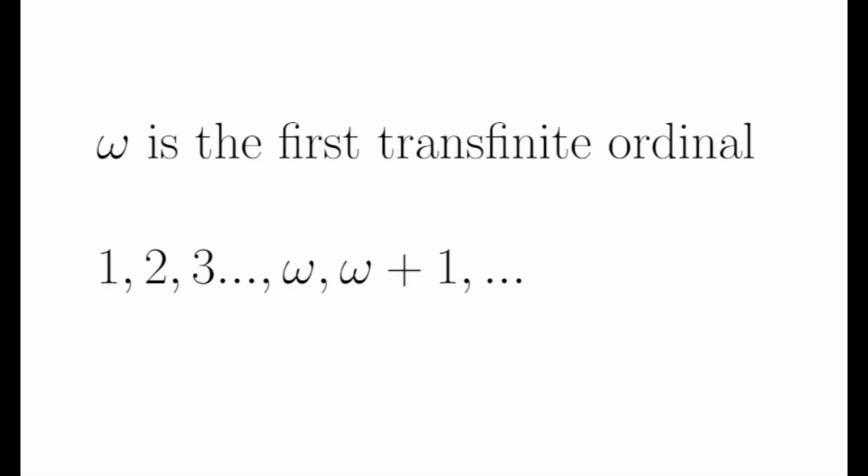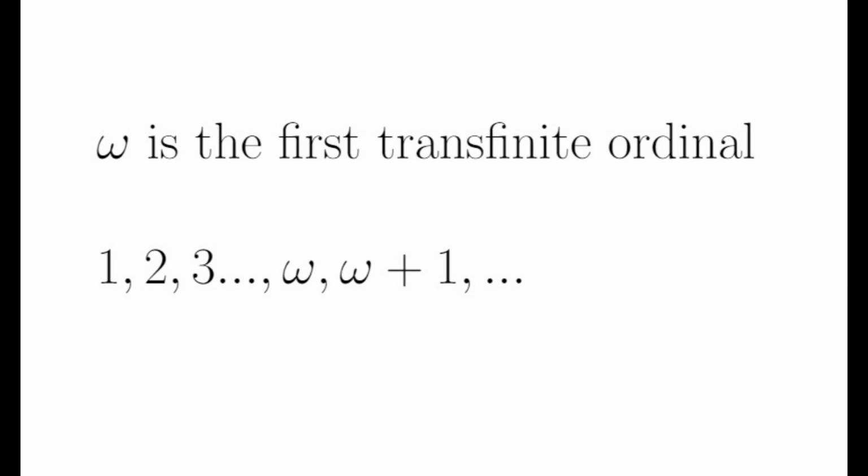At this point, I am going to introduce the first transfinite ordinal, omega. Omega is the first number that comes after the natural numbers. So basically, after all the counting numbers are counted, omega comes next, followed by omega plus 1, omega plus 2, and so on. But we just said adding an element to an infinite set doesn't make it any bigger, so the cardinalities would remain the same.